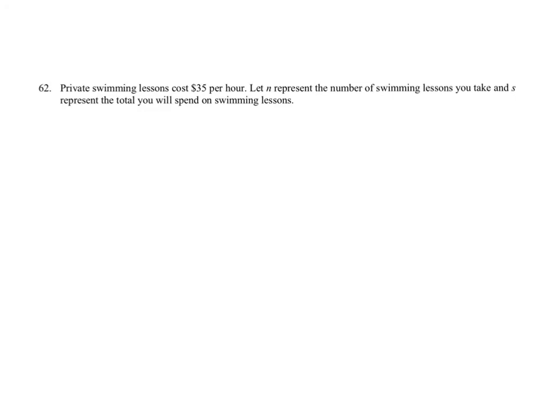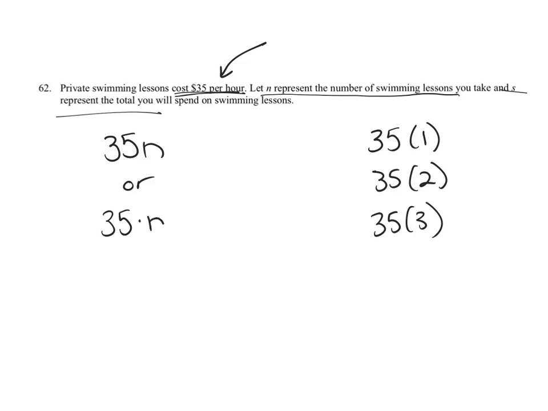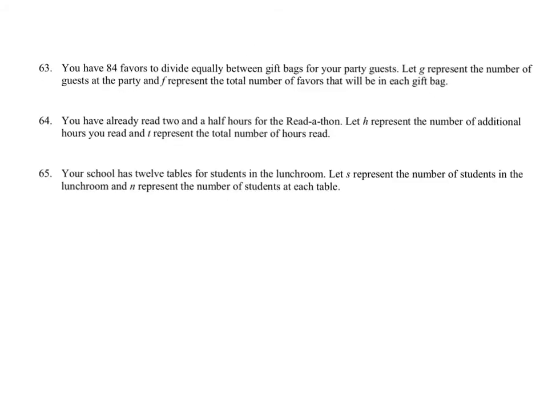In question 62, we are also writing an equation. Private swimming lessons cost $35 per hour. Let N represent the number of swimming lessons you take, and S represent the total. Well, we've talked about this, per hour means for every hour. So you think about this: $35 for 1 hour, $35 for 2 hours. What would I do for each hour? Well, I would multiply to figure out the hours. So we can say this is 35N, or 35 times N. Then it says to use S to represent the total. Once I multiply these, I'm going to get the total, so it equals S.